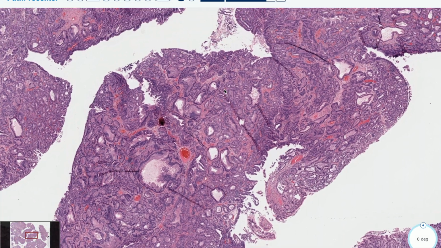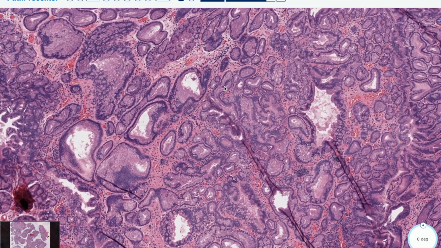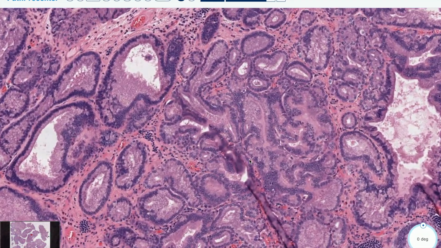And you definitely want to take your time with this diagnosis, because they do commonly have dysplasia. They're commonly associated with dysplasia and even high-grade dysplasia at times.